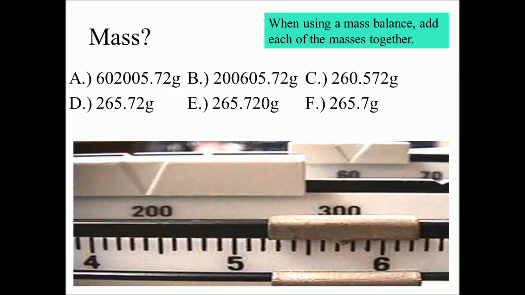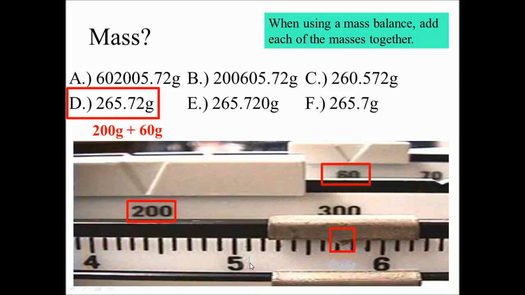All right, now that you've had a chance to try this, your correct answer is 265.72 grams. So let's go through and see how we got that. First, we need to add the masses together. This arrow is pointing to the 200, so we're going to have 200 grams, plus back here is on the 60, so plus 60 grams, and then down here, this is going from 5 to 6, so this is 5.1 and 5.2 and 5.3 and 5.4 and so on.